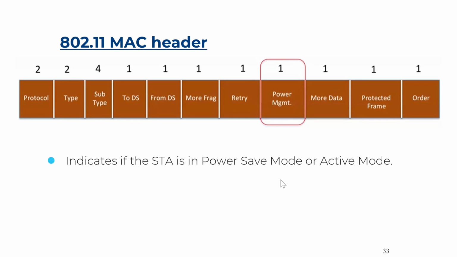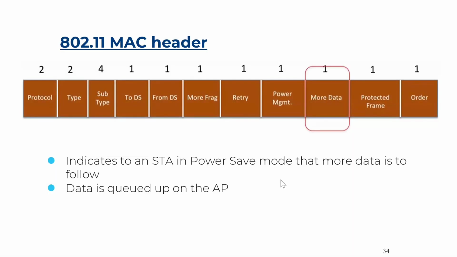Power management is in place for the stations or the end devices so that they can go off to sleep. This is to conserve their energy. And it has two modes: the power save mode or the active mode. Power save means when it's dozing. Active mode means when it's up and listening to all the frames that the AP is sending at this point. More data means if I have more data, which is also part of the power save, which we'll look into in the next few slides.